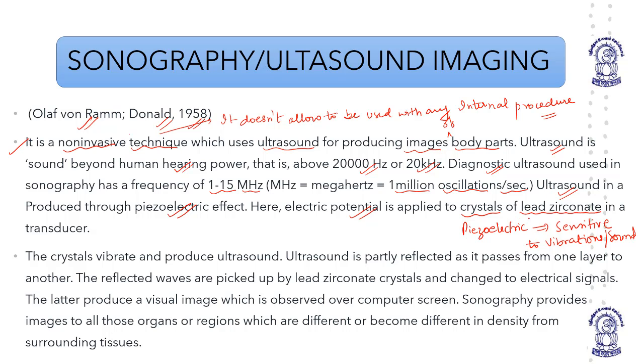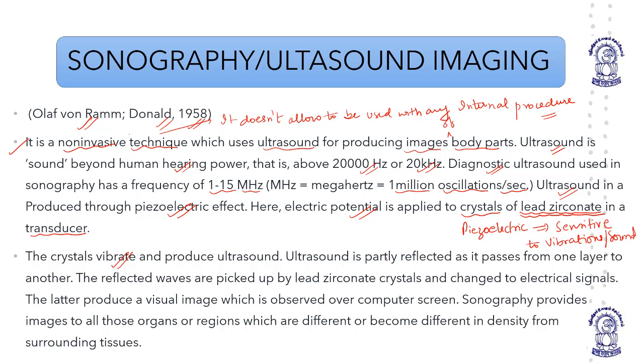Please remember this term, lead zirconate, in the transducer. So the transducer has lead zirconate. That lead zirconate is provided with electric potential and it vibrates. It produces a sound which is ultrasonic. The crystals vibrate after being potentialized and produce ultrasound.